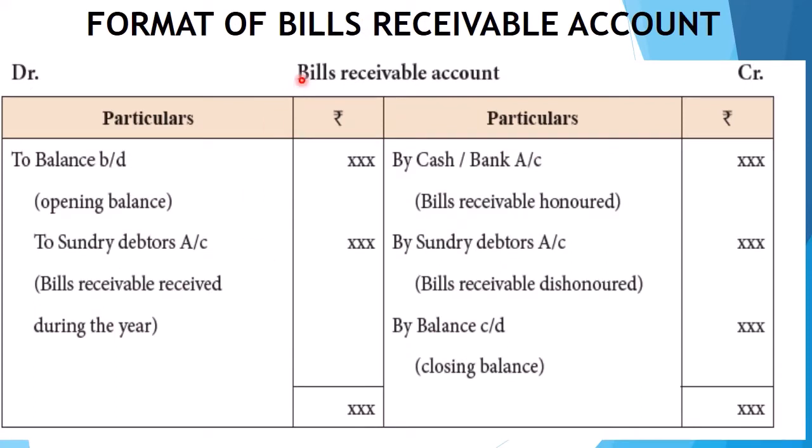So next is the format of bills receivable account. Let's see the format. Just like the debtors account, we will always have an opening balance on the debit side. So to balance brought down, the closing figure will be by balance carried down. By cash, when bills receivable are honoured. By sundry debtors account, when the bills receivable are dishonoured. Then on the debit side, we have to sundry debtors account, that is bills receivable received during the year. So keeping this in mind, let's work out the next problem.